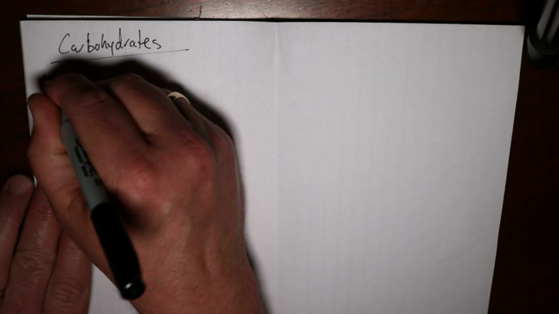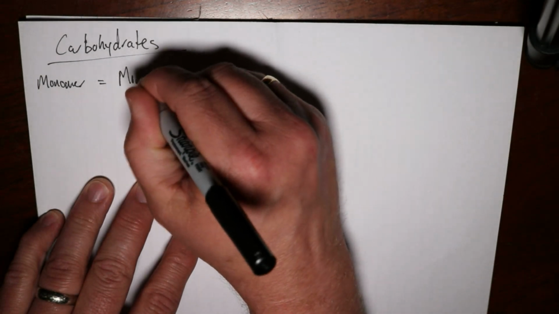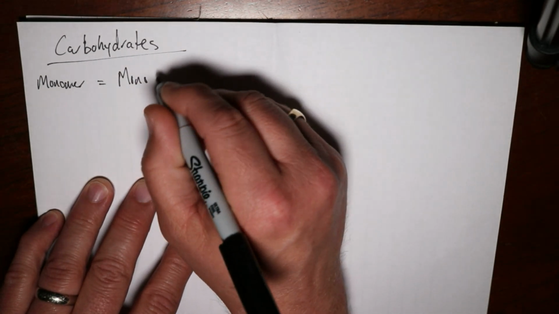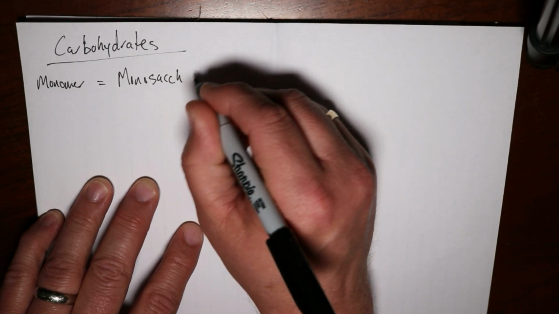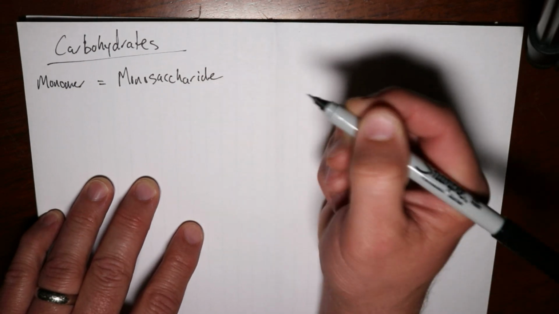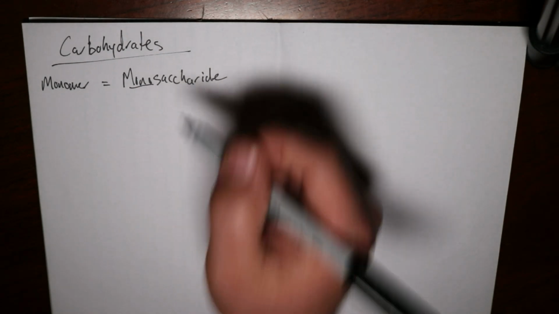All right, carbohydrates. First thing we've got to write down: what is the monomer? I hope you're thinking about this in your head. What is the monomer for a carbohydrate? It is a monosaccharide. It's a monosaccharide. That's our monomer. The nice thing about the monomer for carbohydrates is it says mono in it, so that's kind of nice.